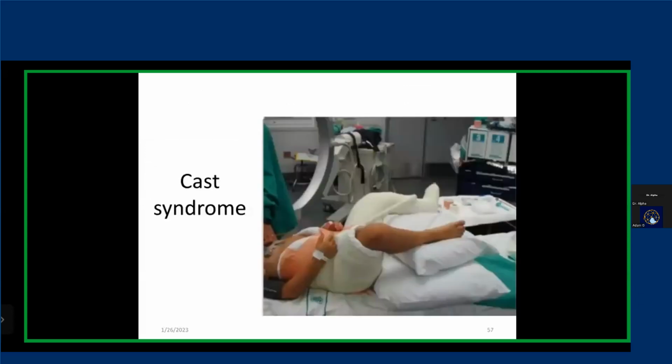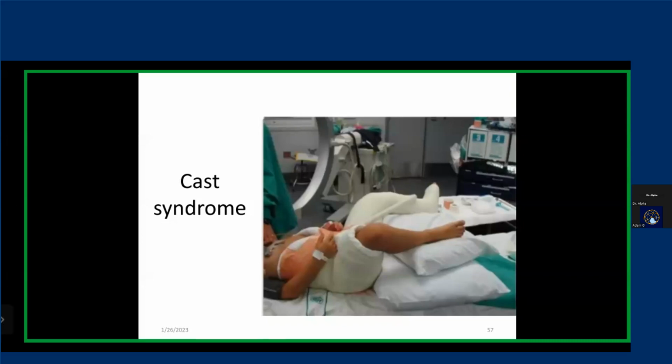So I've told you about cast syndrome before. We use hip spicas, the one you see in the image, a lot, usually for femur fracture, but we use it for a number of indications. One of the most scary complications is that it could lead to duodenal obstruction. The superior mesenteric artery will impinge on the duodenum, and the patient will have vomiting and abdominal distension. This is an emergency. They need to be cut out of that cast as soon as possible. So look out for that.